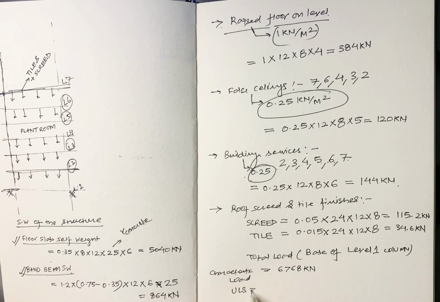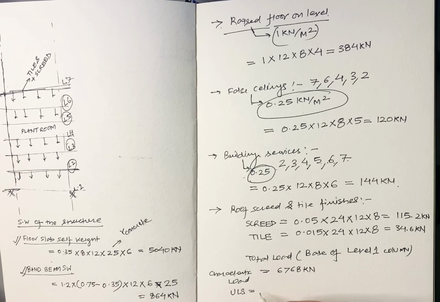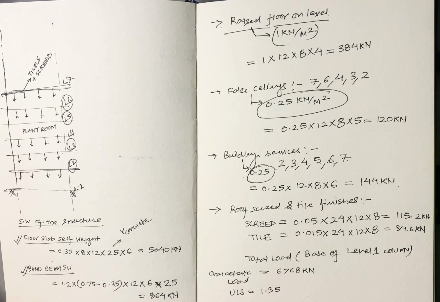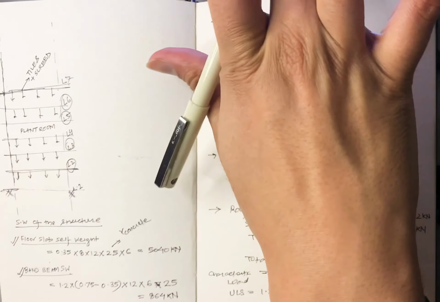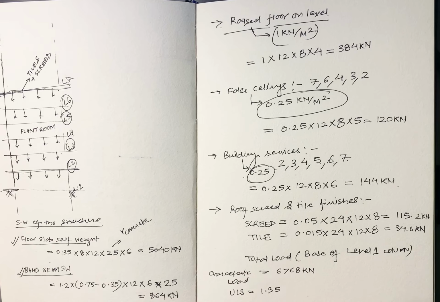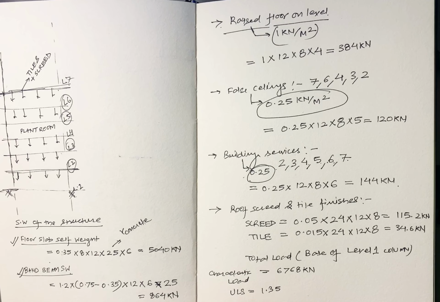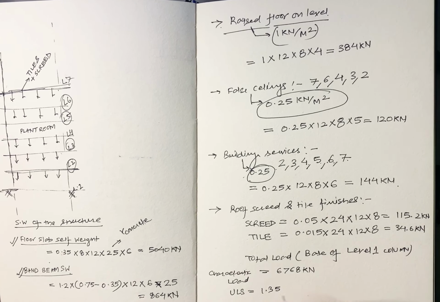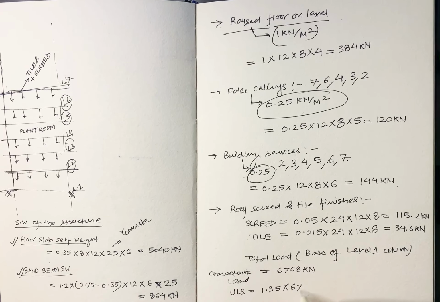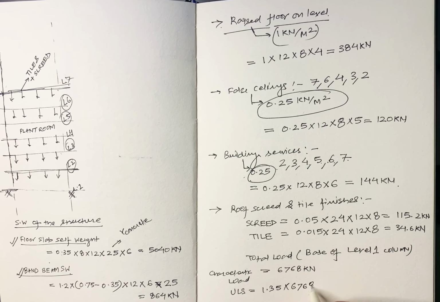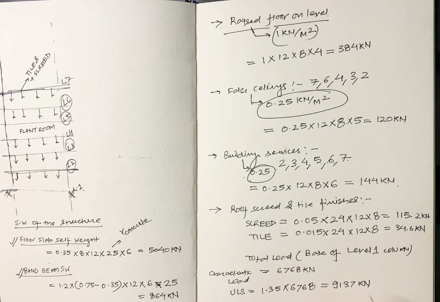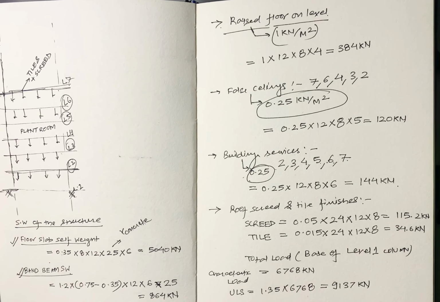What would be the ULS load? As per Eurocode, the load factor is 1.35, but if we use Indian codes, the factor is different. I think it's 1.5. So it depends on country to country and the codes we are using. I'm just talking about Eurocode now, so there you have 1.35. Multiply that load with 1.35. The value comes out to be 9137. So the actual force in that column is 9137 kilonewton.